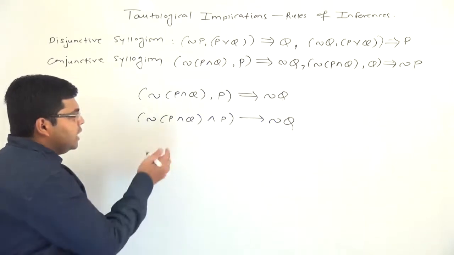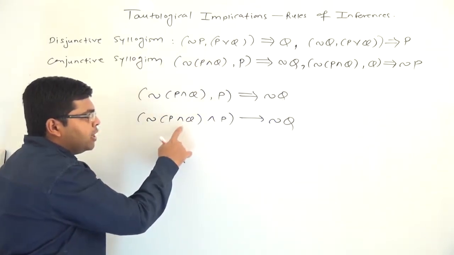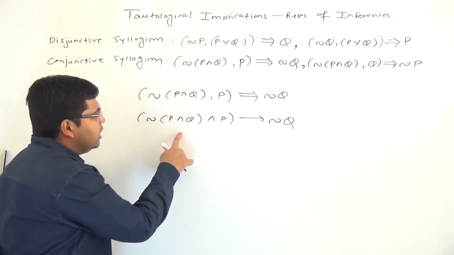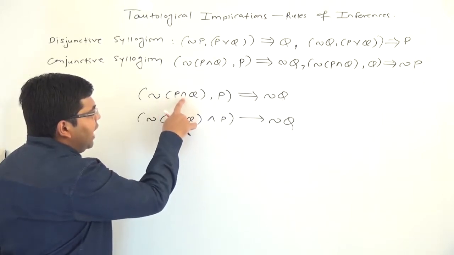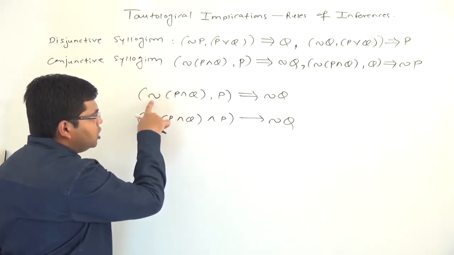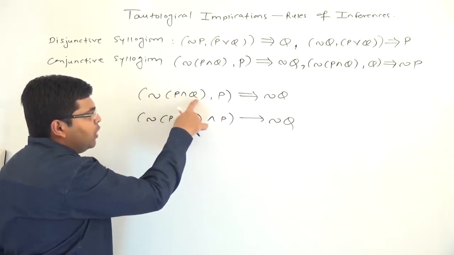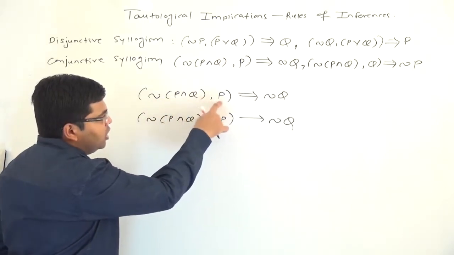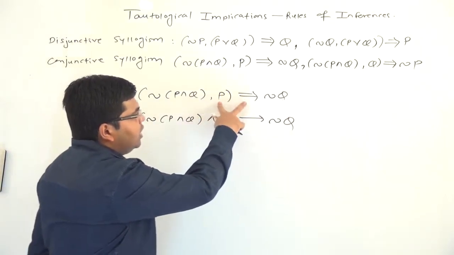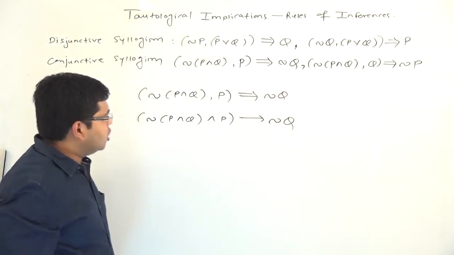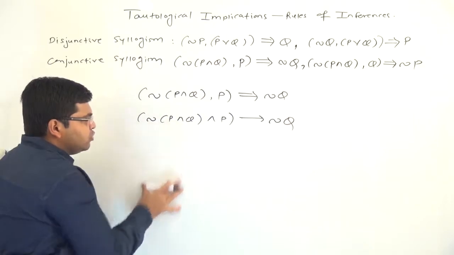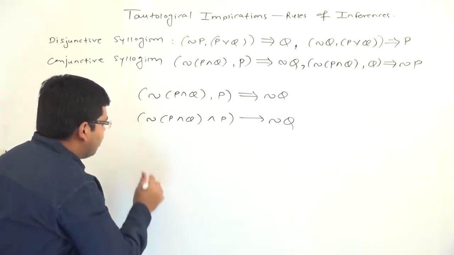So see, the interpretation of this particular implication will be like this: negation of P and Q is false, therefore at least one of P and Q has to be false, but P is true and therefore Q has to be false. Okay, so let us try to prove this formally.